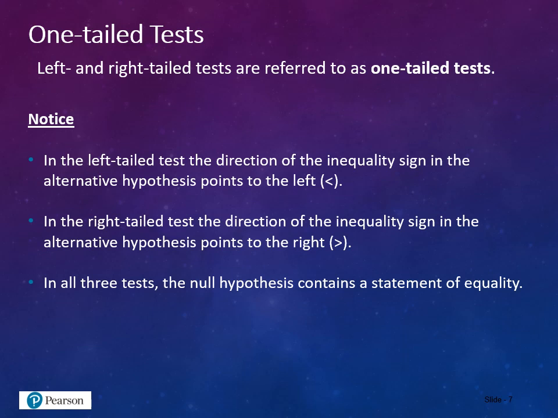One-tailed test. Left and right-tailed tests are referred to as one-tailed tests. In the left-tailed test, the direction of the inequality sign points to the left, or less than. In the right-tailed test, the direction of the inequality sign points to the right, or greater than. In all three tests, again, the null statement contains a statement of equality. The mean is this. The number of Americans who make less than $20,000 is 30%, something like that.